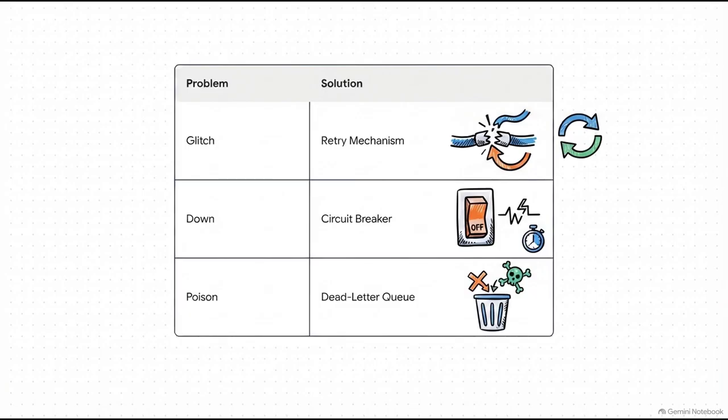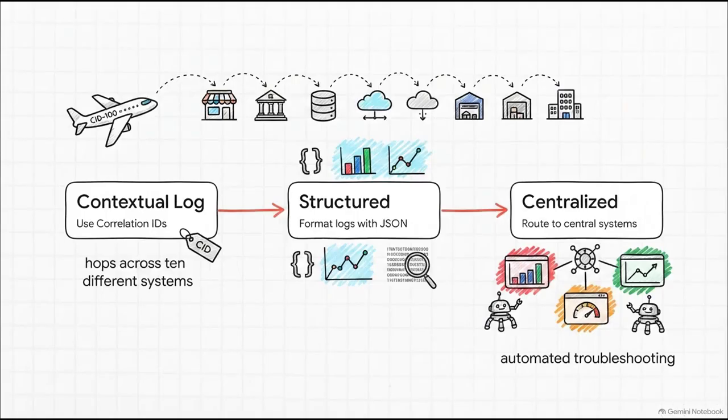It temporarily stops sending requests to a struggling service so it doesn't get totally overwhelmed and actually has time to recover. And for poison messages, stuff that just won't process no matter what, they get routed to a dead letter queue for manual investigation so they don't clog up the rest of the system. But to manage all this, you need a traceable architecture. Without proper logging, fixing an error in a distributed system is quite literally flying blind.